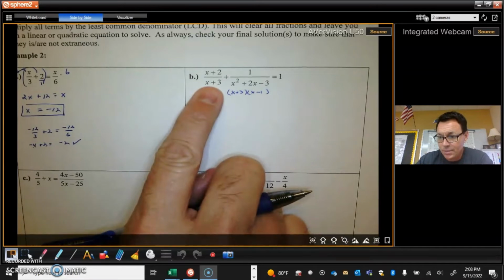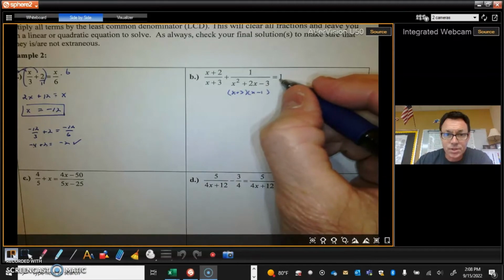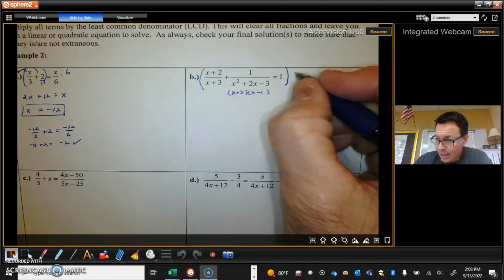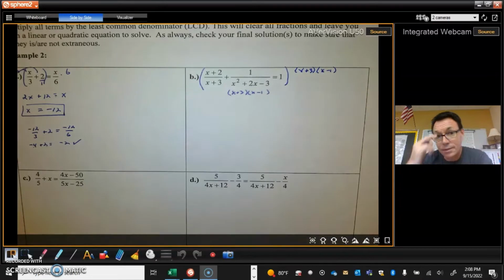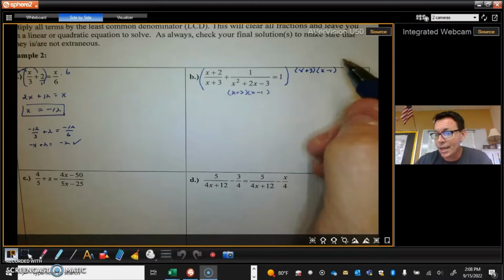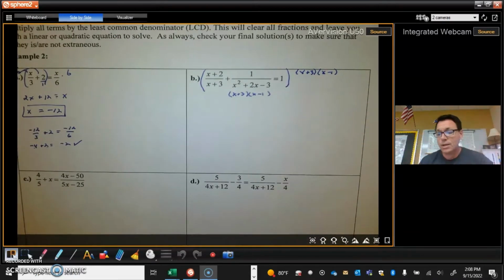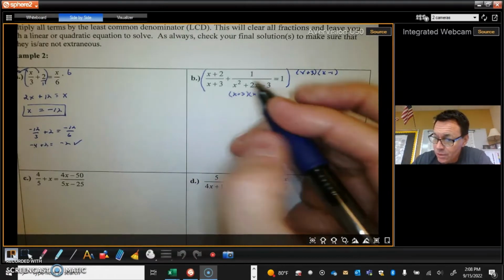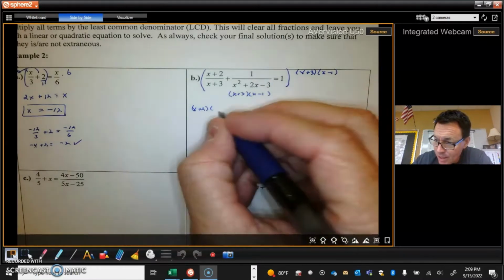This has an x plus 3, this has an x plus 3 and an x minus 1, and then this just has a 1. This is just over 1. So if we multiply everything by x plus 3, x minus 1, then it'll clear all of our fractions. Okay, so again, I'm only writing it down once, but we are distributing it to everything, to both sides. So when this multiplies that x plus 3, the x plus 3's are going to cancel, and I'm going to be left with x plus 2 times this x minus 1.